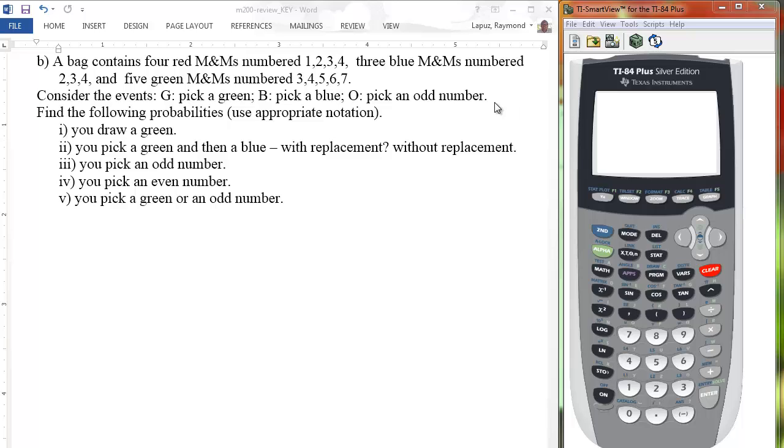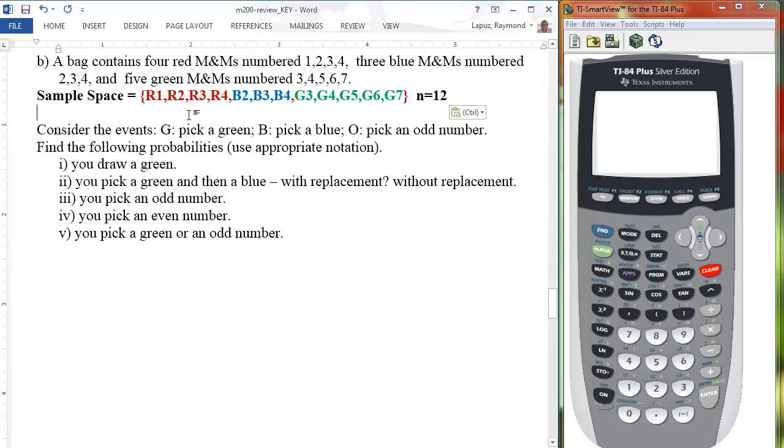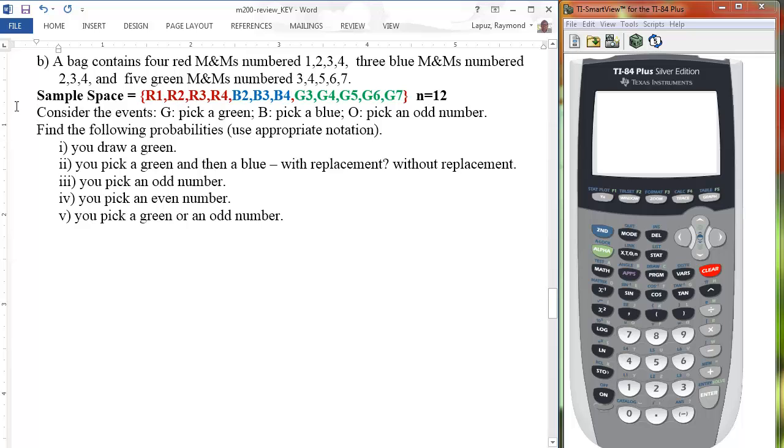So I think it would be important to come up with a sample space for this, to write down and try to find all the possibilities. So before we take a look at the different events, we can write down the sample space. We'll call it R1, R2, R3, R4, B2, B3, B4, G3, G4, G5, G6, and G7. And notice if we count all of them, there are 12 total, so that's our sample space. Now let's consider events.